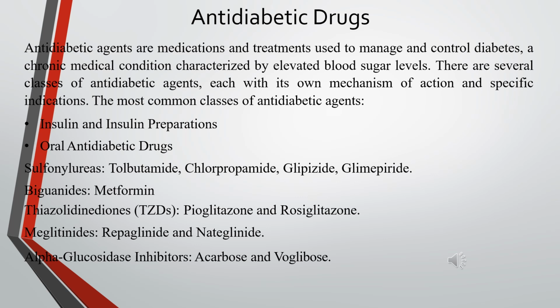thiazolidinediones, meglitinides, and alpha-glucosidase inhibitors. In sulfonylureas: tolbutamide, chlorpropamide, glipizide, glimepiride. In biguanides: metformin. Thiazolidinediones: pioglitazone, rosiglitazone. Meglitinides: repaglinide and nateglinide. Alpha-glucosidase inhibitors: acarbose and voglibose.